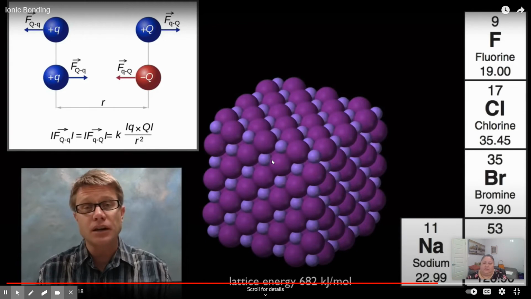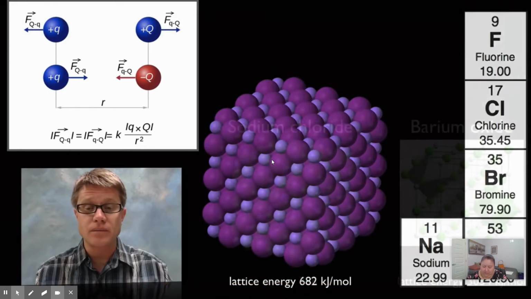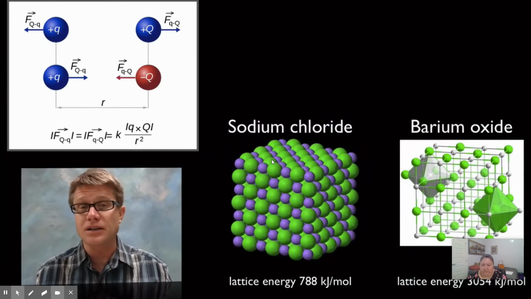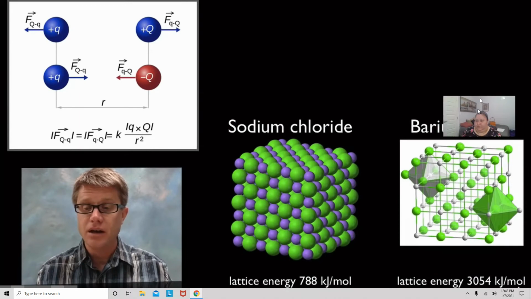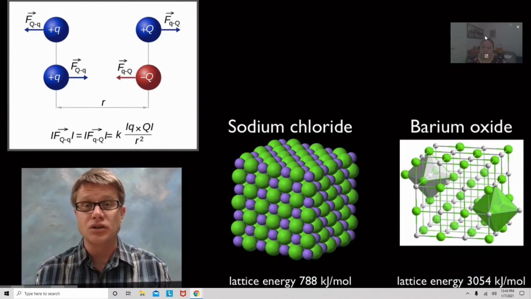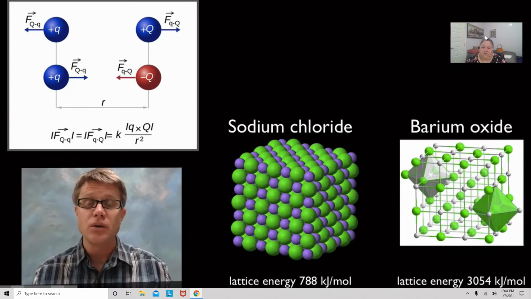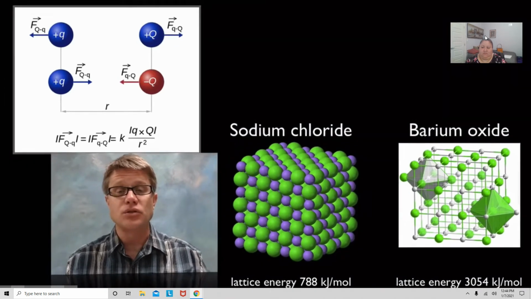But what's the other thing that can affect it is the charge. And so if we run sodium chloride versus barium oxide, which is going to have a totally different charge, you can see that there's a great difference between those lattice energies. In other words, as we increase the charges, we increase that ionic bond between the two atoms.